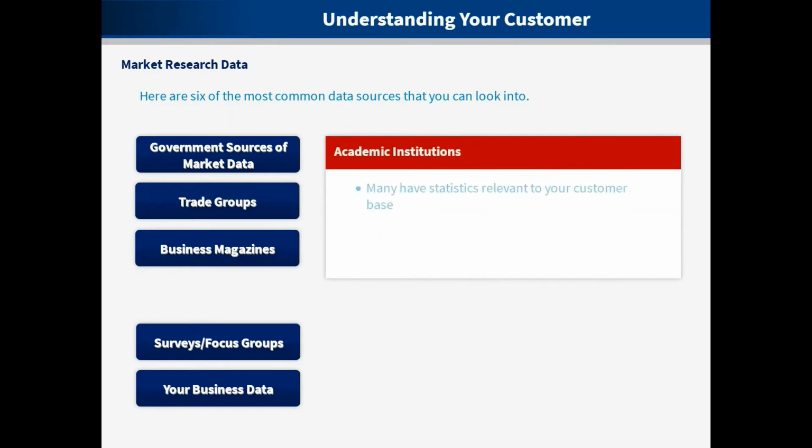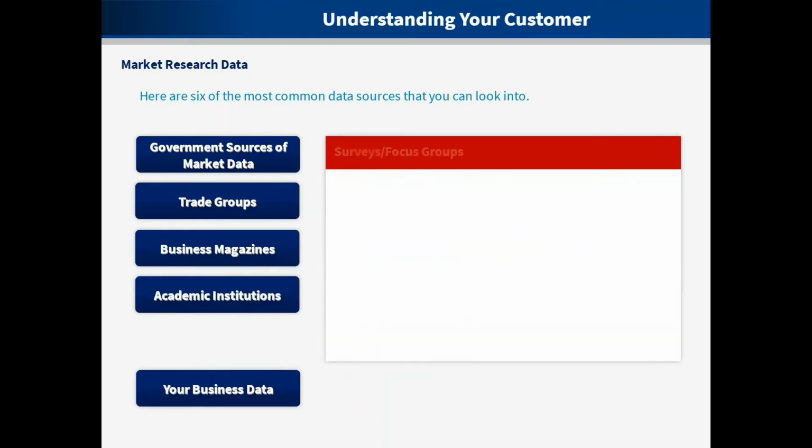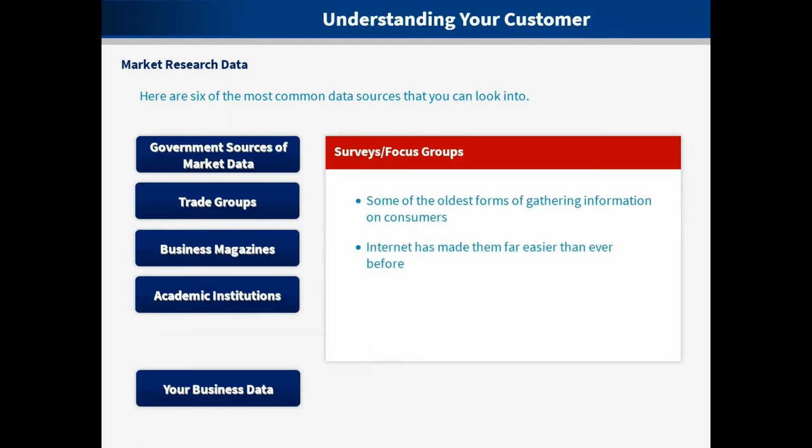Many colleges and universities will have statistics relevant to your customer base. Business departments or experts in your product or service may have data available at little or no cost. Customer surveys and focus groups are some of the oldest forms of gathering information on consumers, and the internet has made them far easier than ever before. Improve your business with customer surveys.